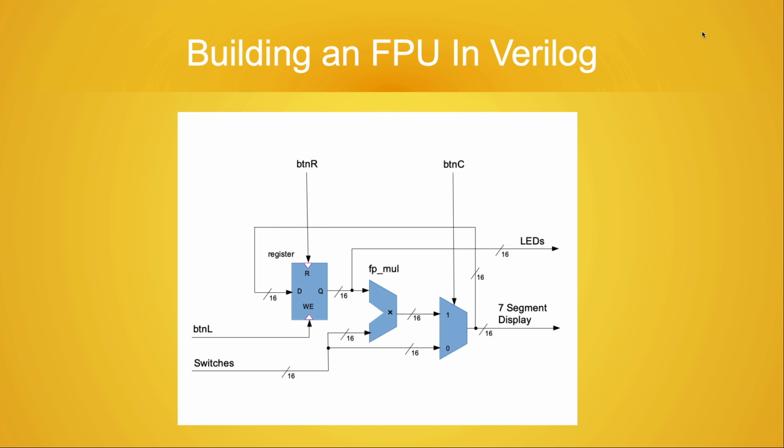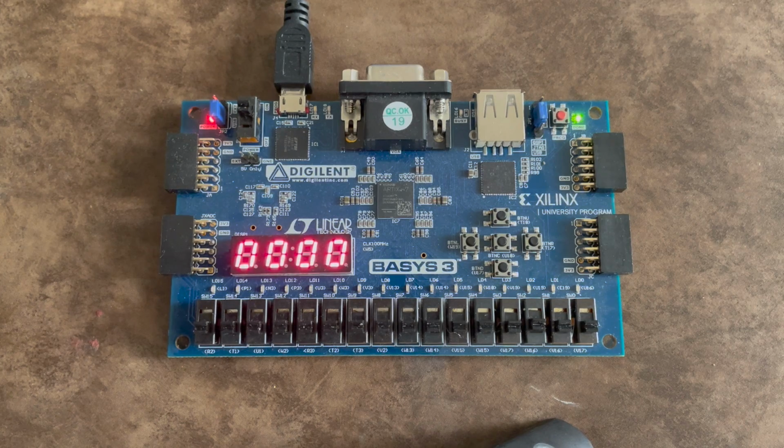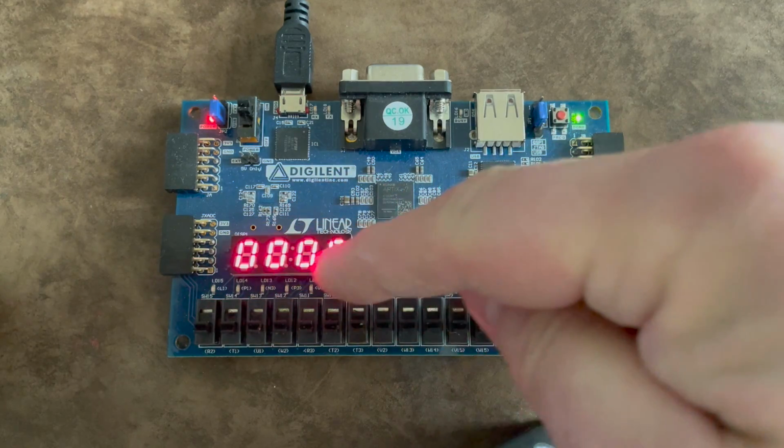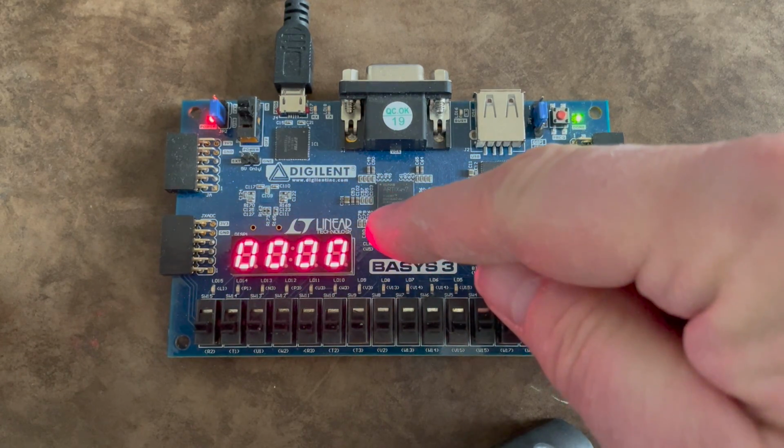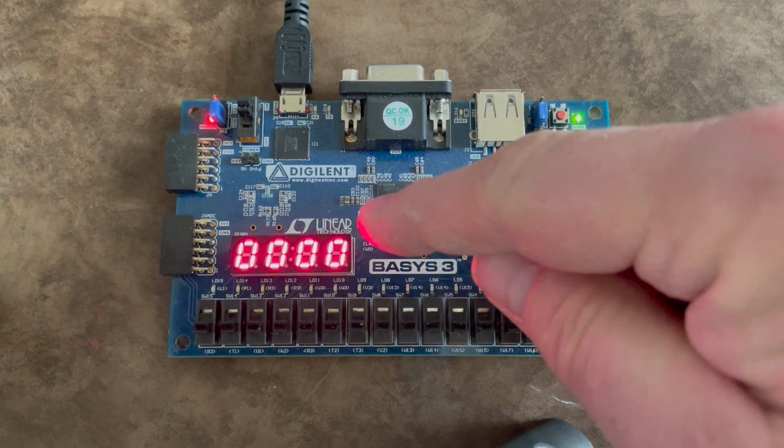Let's load the code onto the Basys board and observe the operation. Again, when the code for the test fixture is first loaded into the FPGA, the register will be loaded with all zeros. Consequently, all the LEDs will be off. The 7-segment display will show the 16-bit value set by the switches.